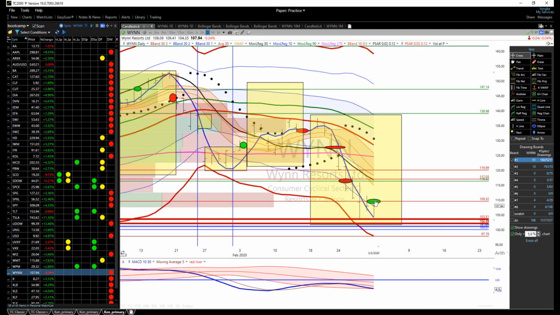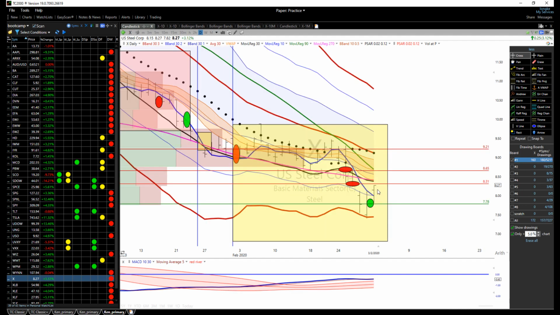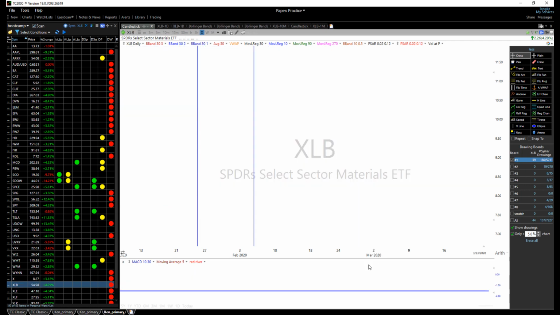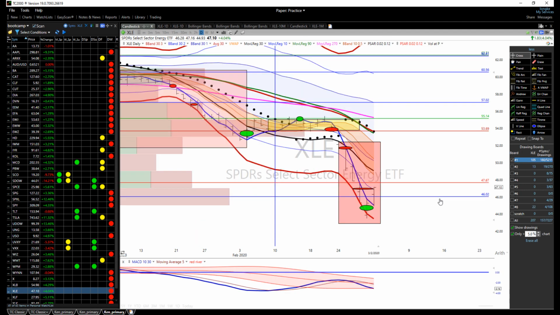Wind resorts we covered today in the usual way. U.S. Steel had a nice move up. I'm not ready to buy it yet. I still think the economic slowdown is affecting them, but long term I really love them. XLB, I was glad we covered that short on Friday. That was 3 positions short that we covered on Friday and then missed all that pain. So I think there's some room back in here.